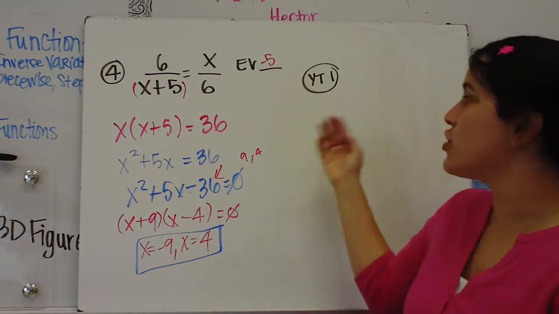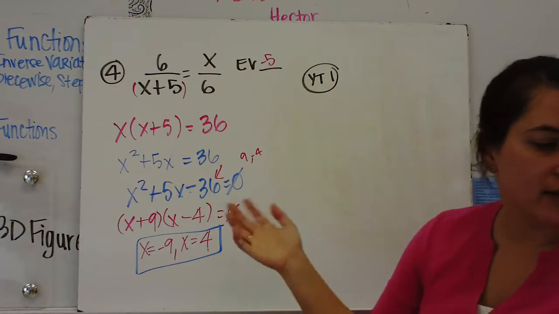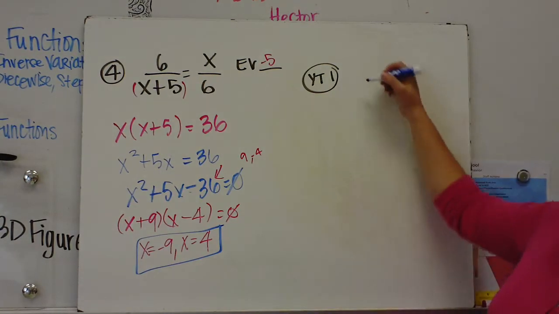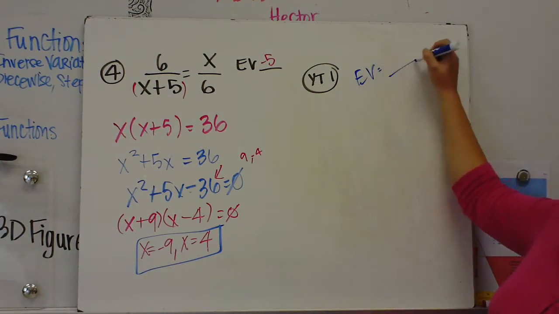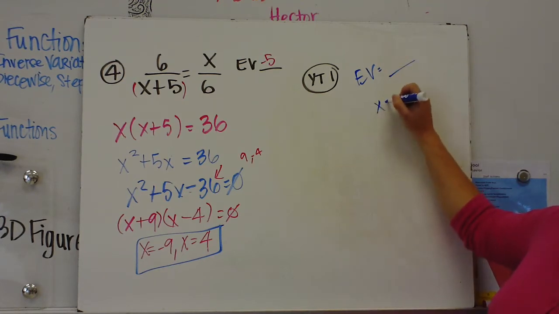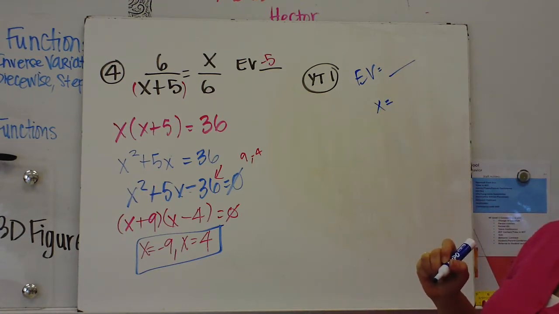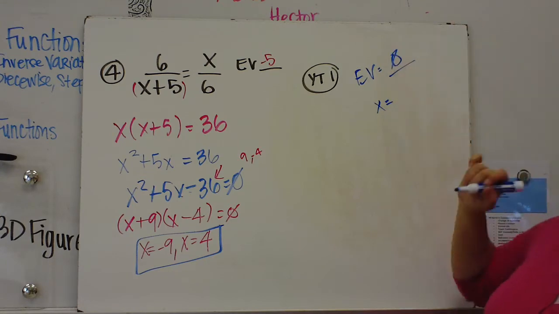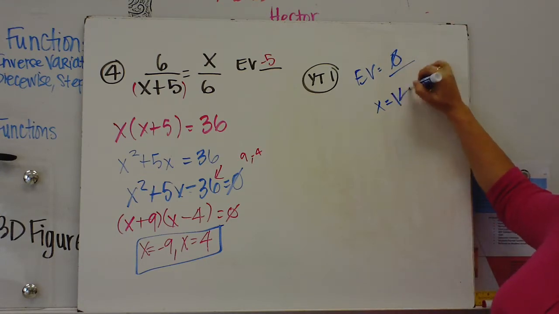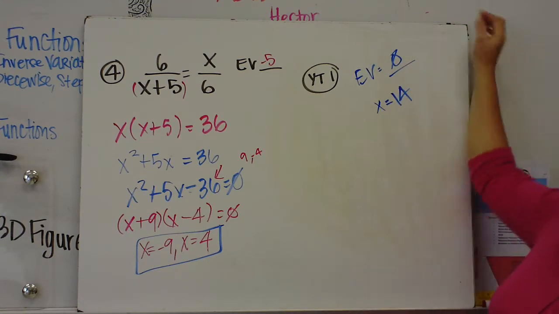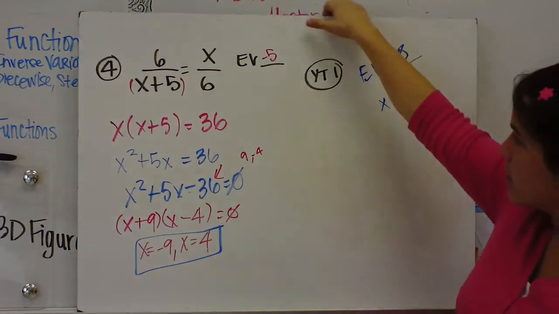Okay? So you try number 1, it is a proportion. Pause the video, you try number 1. Give me the excluded value, and then give me your answer. All right, so the excluded value is 0, and then your answer is x equals 14. Okay?